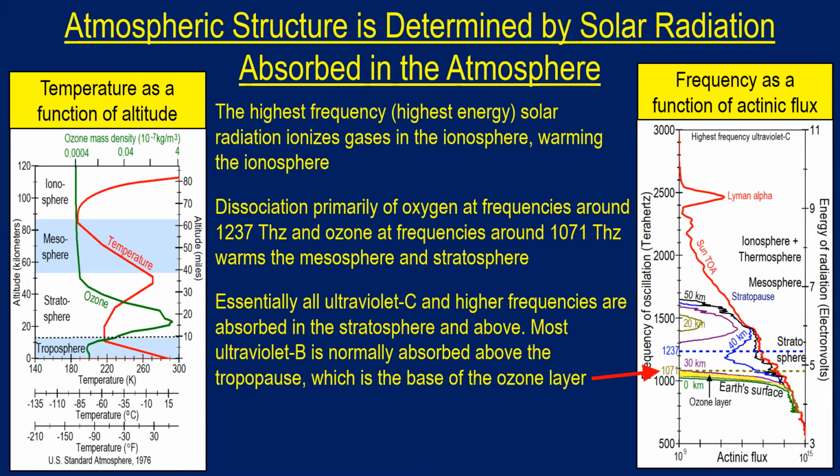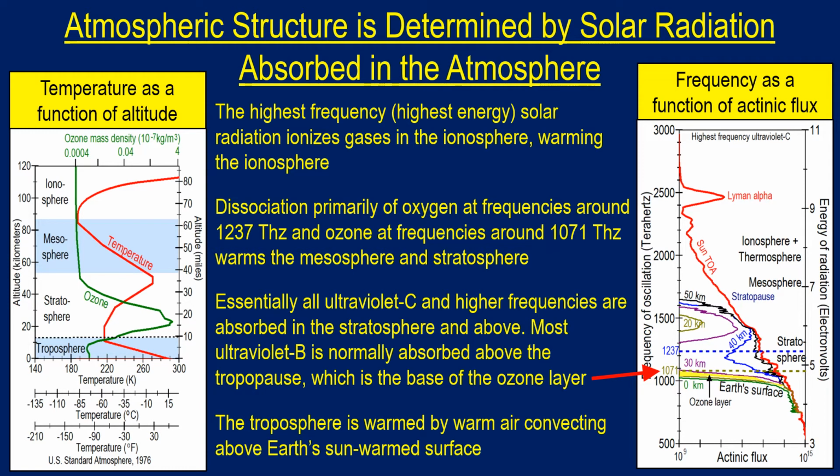Most ultraviolet B is normally absorbed above the tropopause, which is essentially the base of the ozone layer. The troposphere is warmed by warm air convecting above Earth's sun-warmed surface.